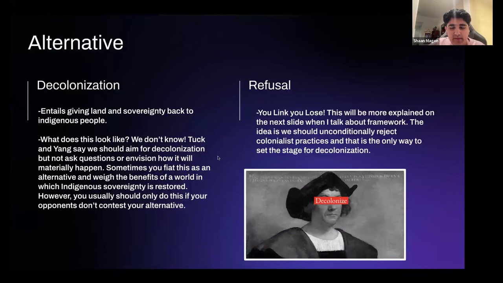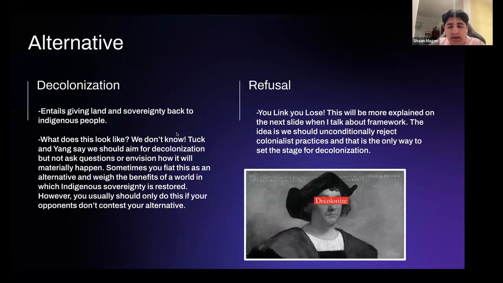Now, the next part of the argument is your alternative. At this point, you've established a structure in the world. You have established why your opponents support that bad structure. Now, you have to ask, what do we do in the face of it? This is where the alternative comes in. There are two different types. The first is your material alternative.